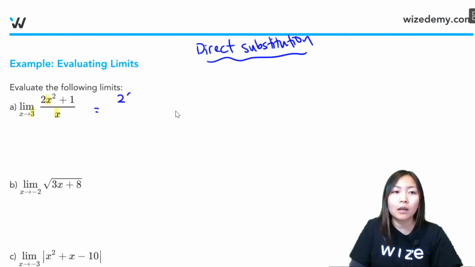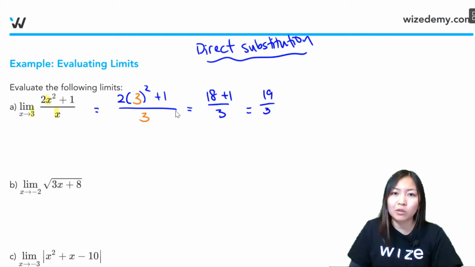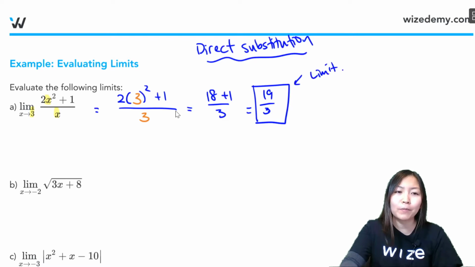So we have 2 times 3 squared plus 1, all divided by x, which is 3. This is going to give us a number. This number is going to be 18 plus 1 over 3, which is 19 over 3. It's not the prettiest number, it's some weird fraction, but it's a finite number. So the limit exists, and this is the value of the limit. That's it. Okay, we don't have to graph it.